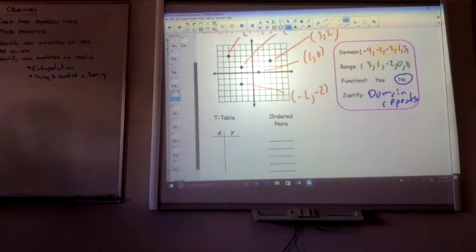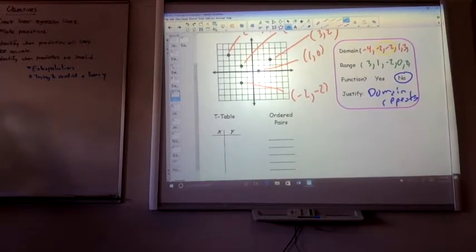Let's see. It asks for the ordered pairs, so we had them all, but we'll just rewrite them. -4, 3, -2, 1, -2, -2, 1, 0, and 3, 2. Okay, so we could represent them as ordered pairs. We could write our t-table, which goes exactly with the ordered pairs.